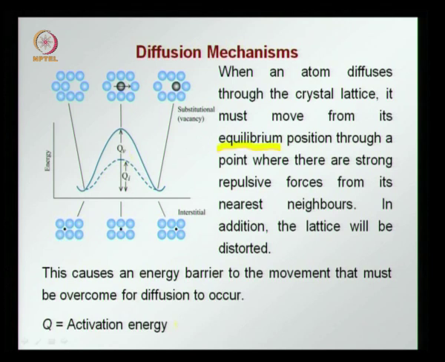The energy that is required to overcome this is called the activation energy, and we find that the activation energy for a substitutional or vacancy diffusion is higher, as we see here, whereas in the interstitial case the activation energy is less, because this atom is small enough, the distortion is less, and the diffusion occurs more easily.